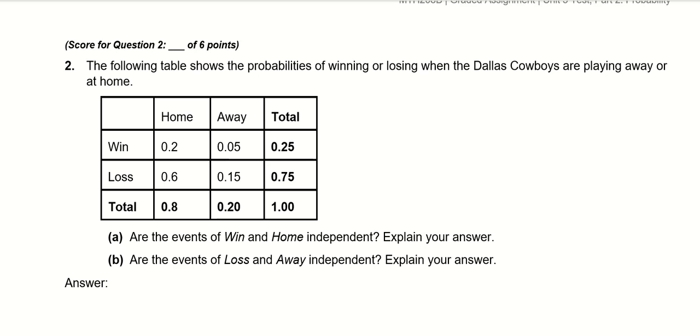For question 2, we have a table showing the probabilities of winning or losing when the Dallas Cowboys are playing away or at home. So for part A, we're trying to show that the events of winning and home are independent. So we're going to show and explain with the probability rules that we've learned.